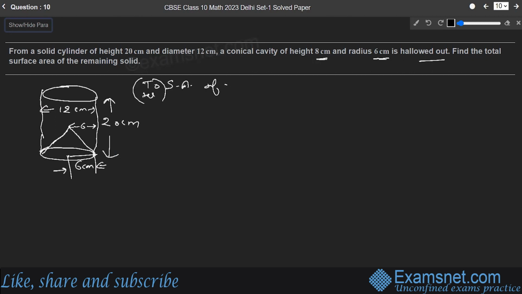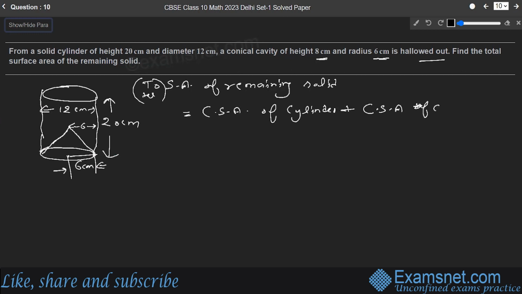Total surface area of remaining solid. Total surface area of remaining solid will be nothing but the curved surface area, that is CSA of cylinder, plus curved surface area of the cone, because the conical cavity has been removed, so that area is hollow, but a conical shape is created there, so that area is also to be kept in consideration.